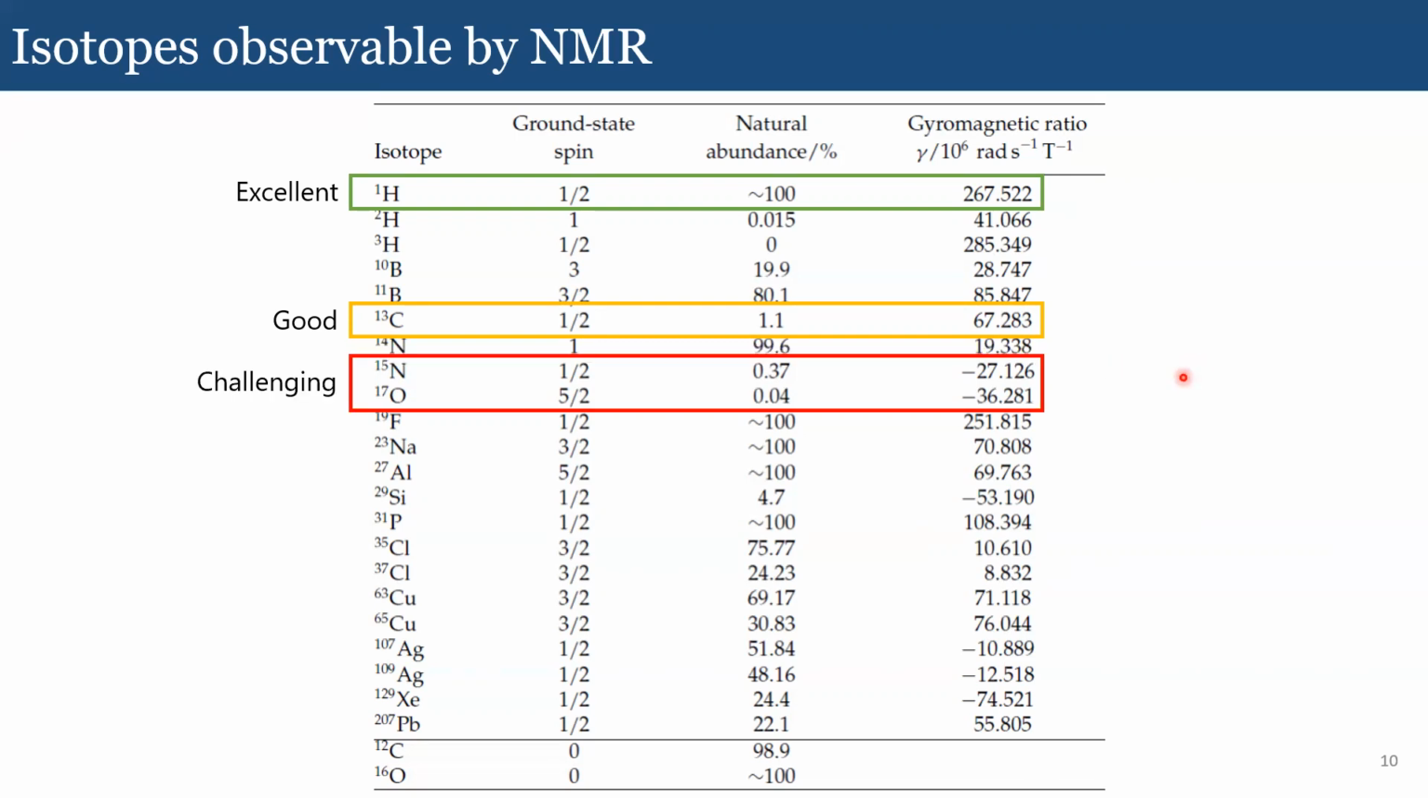But if you really go to the more challenging nuclei, you would find in that case nitrogen 15 and oxygen 17. And here you're going to have some serious issues because, first, both of them have a very low natural abundance. And also, if you look at the gyromagnetic ratio, they are pretty low. So when you're dealing with at least these two nuclei, it's really the natural abundance that is the problem. So you're going to have to rely on isotopic enrichment.